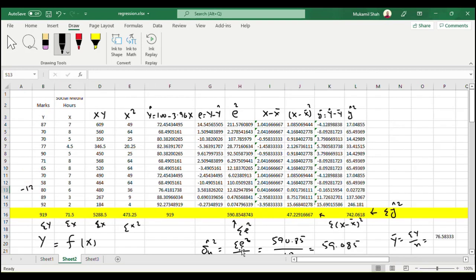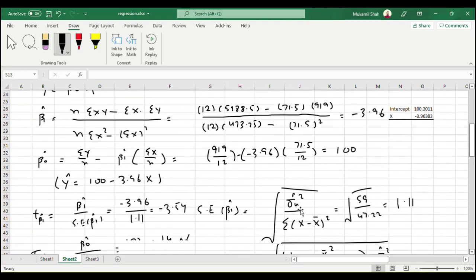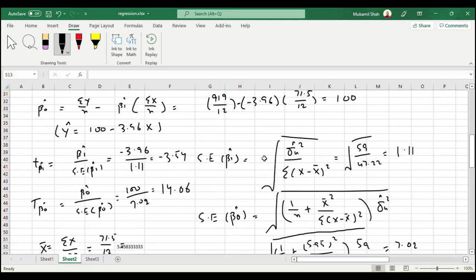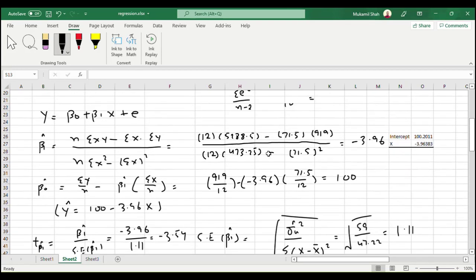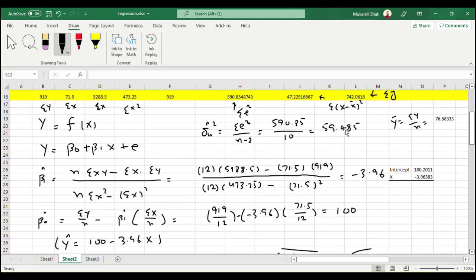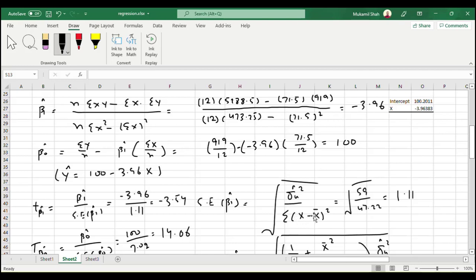Alright, now you have to use this summation x minus x bar square in the computation of the standard error of beta naught hat and beta 1 hat. Since you know that the standard error of beta 1 hat is equal to the square root of sigma u hat square divided by summation x minus x bar square. Sigma u hat square is already computed over here. This is 51.085, and this summation x minus x bar square is equal to 47.22. If you compute it, this is 1.11. This is the so-called standard error of the slope, beta 1 hat.